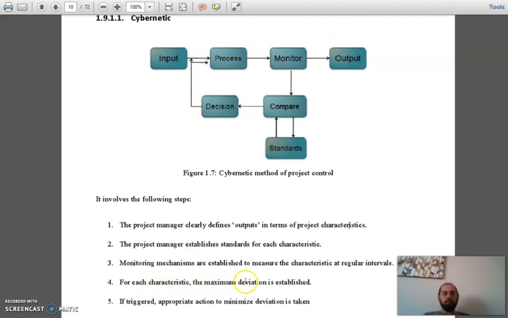Either we go ahead or take the decision to go back to the process. For each characteristic, the maximum deviation is established. We have tolerance here. So if we follow up these standards, we compare it with the standards while monitoring. We take the decision to either process this one again, or we check it with the input, then we go monitor, then to output. If it's not okay, if it's triggered, meaning it's out of standards, appropriate action to minimize the deviation is taken.